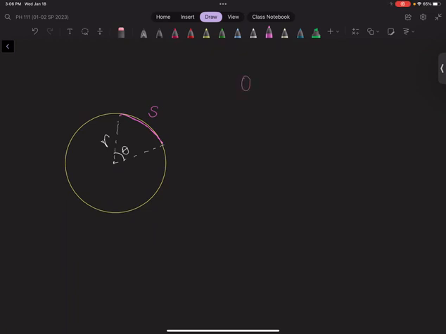So theta in radians, careful here. Make sure you know where the radian mode and the degree mode on your calculator live. Very, very important. The theta in radians is going to be equal to the arc, the distance of this segment, divided by r.